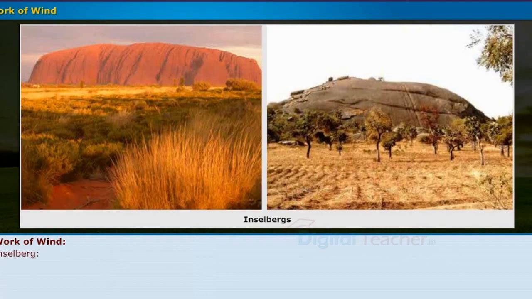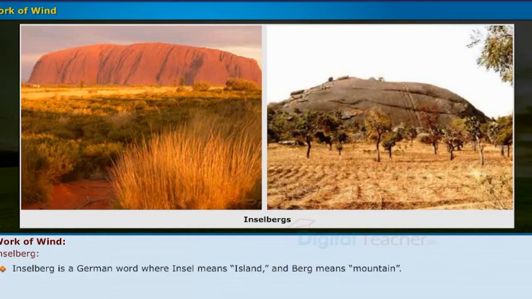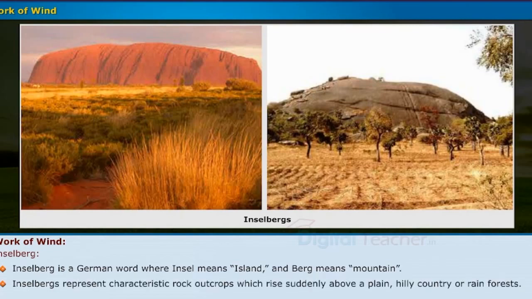Inselberg. Inselberg is a German word where Insel means island and Berg means mountain. Inselbergs represent characteristic rock outcrops which rise suddenly above a plain, hilly country, or rainforests. The isolated hills rising steeply from the ground are called Inselberg or Island Mountain.